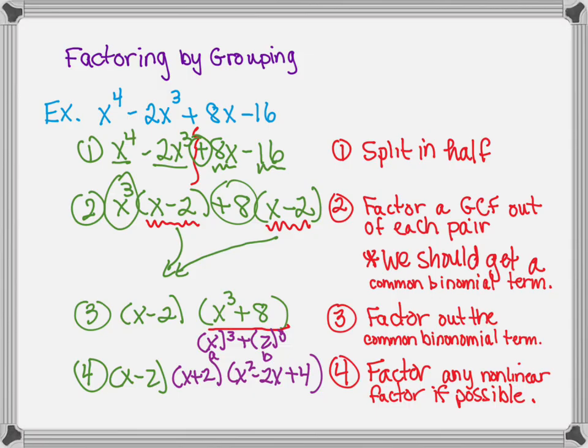So my original x to the fourth minus 2x cubed plus 8x minus 16 factors to x minus 2 times x plus 2 times x squared minus 2x plus 4. Remember, with that sum and difference of cubes formula, that last trinomial term is not factorable unless you did not factor out a greatest common factor to begin with.